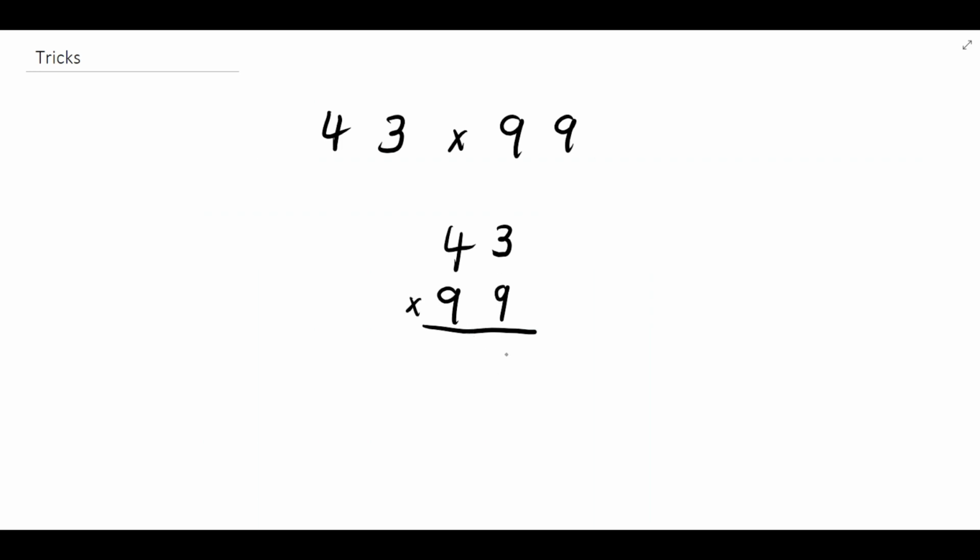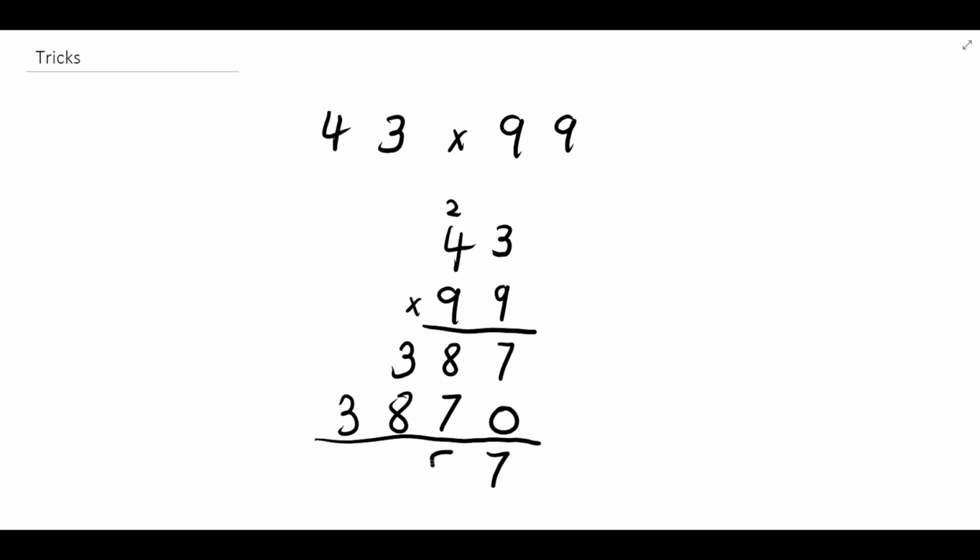3 into 9 gives 27, a carry of 2. 4 into 9 gives us 36. So 38 and a carry of 3. Of course, there's nothing left, so 3 will come down. And then you add a 0. Then again, the same multiplication by 9. So you have 387. And then you add it. I know it's such a long process. Right?